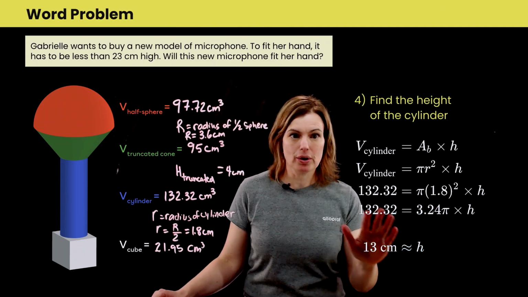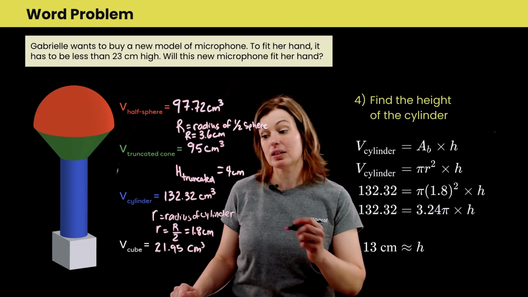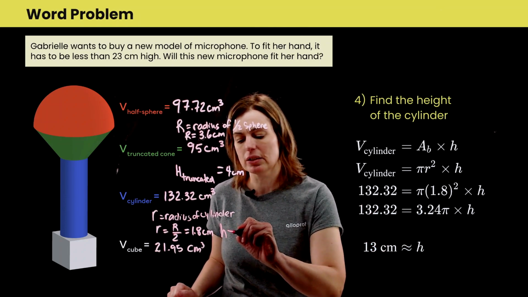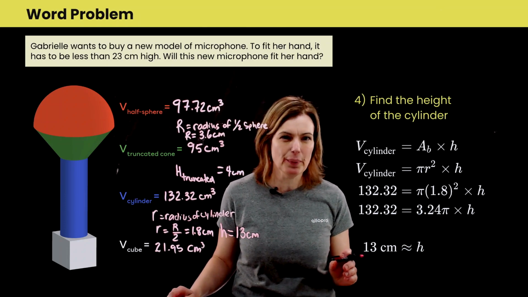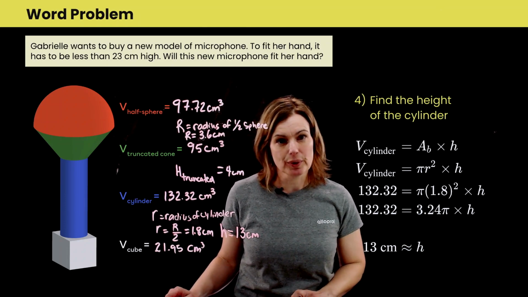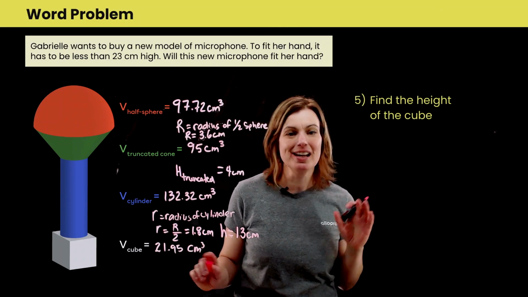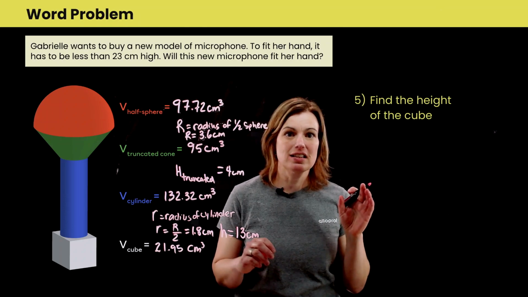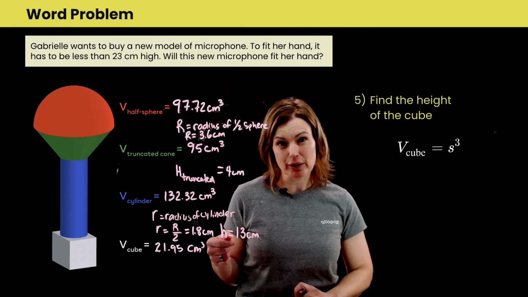So you can see that I've already erased my work, but before I go any further, I want to make sure that I take note of the height of the cylinder that we just calculated. So the height of the cylinder is going to be 13 centimeters. There we go. And we're ready to go forward to find the height of the cube. So this is our last solid, and the cube, remember, has all the same dimensions, which means that our volume formula looks like this.